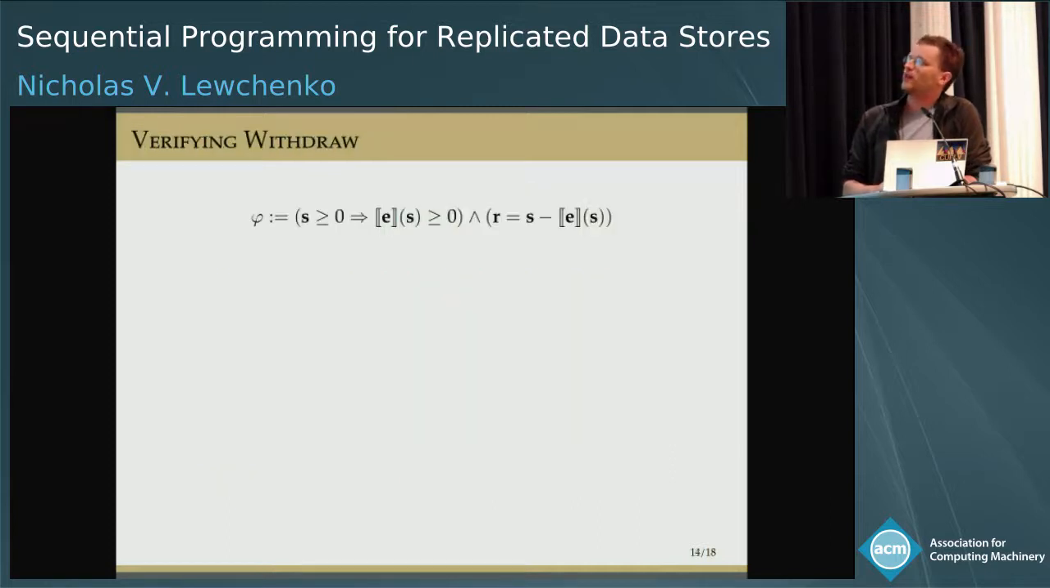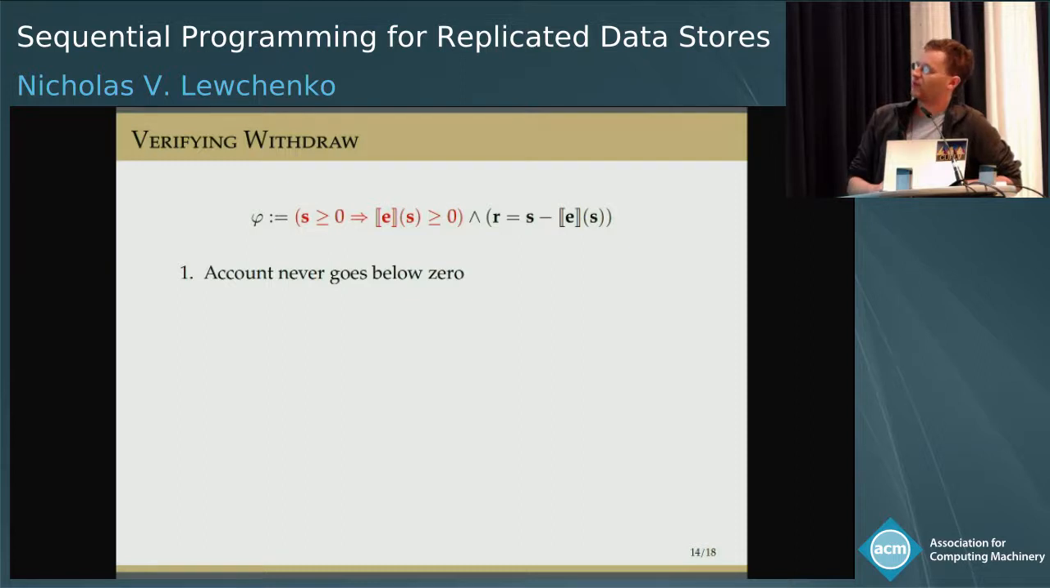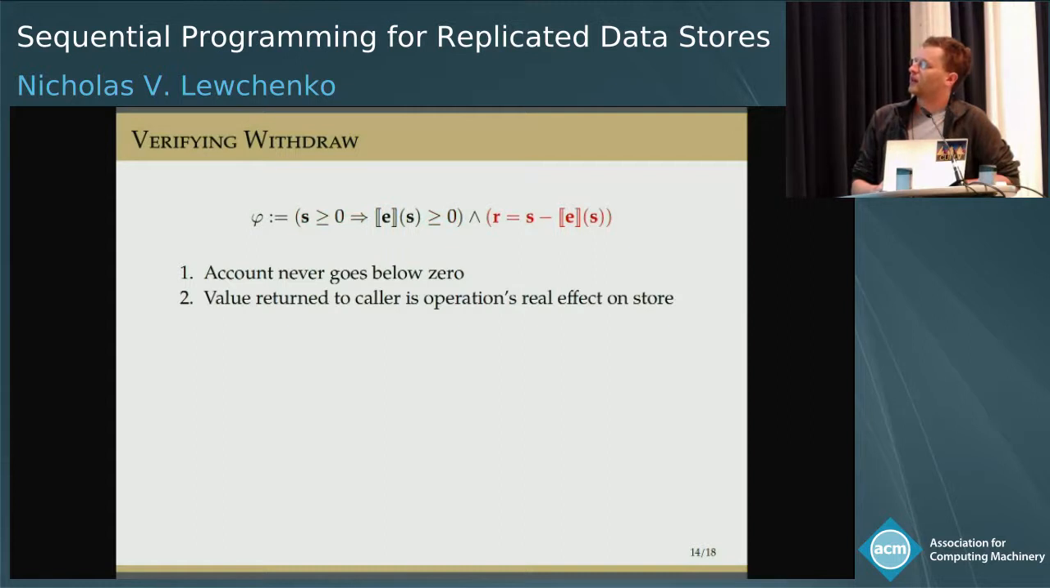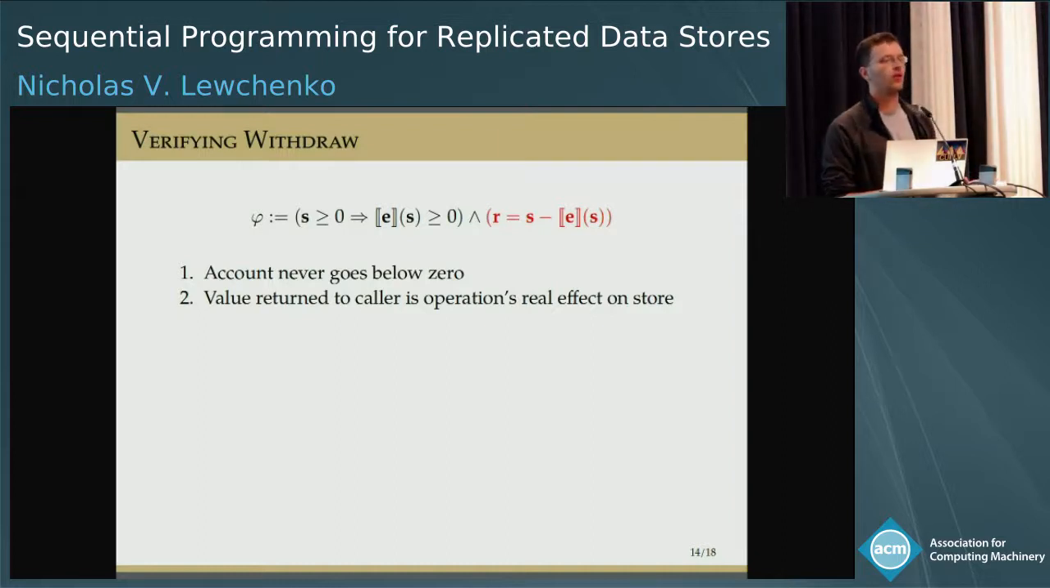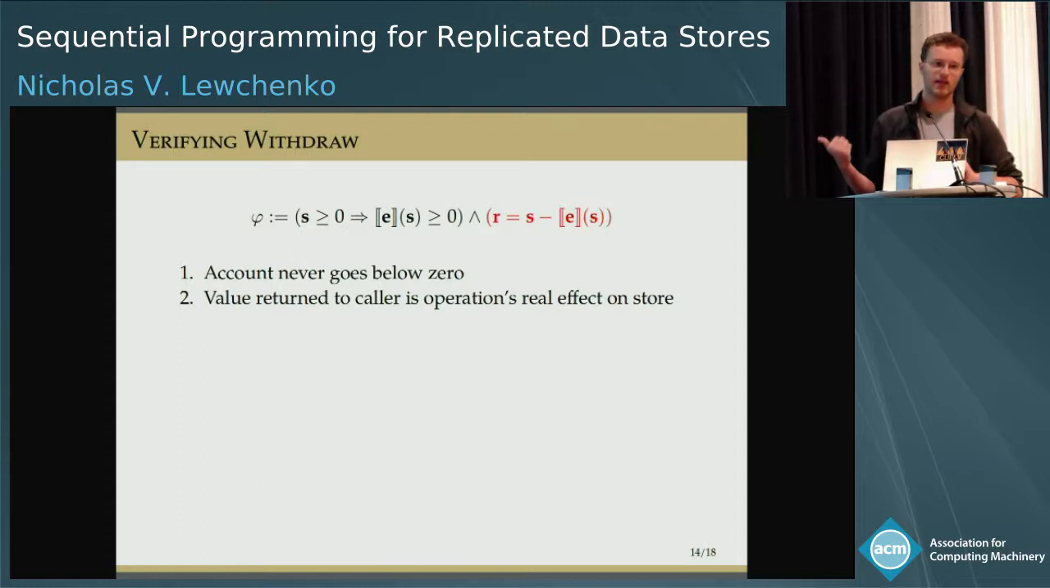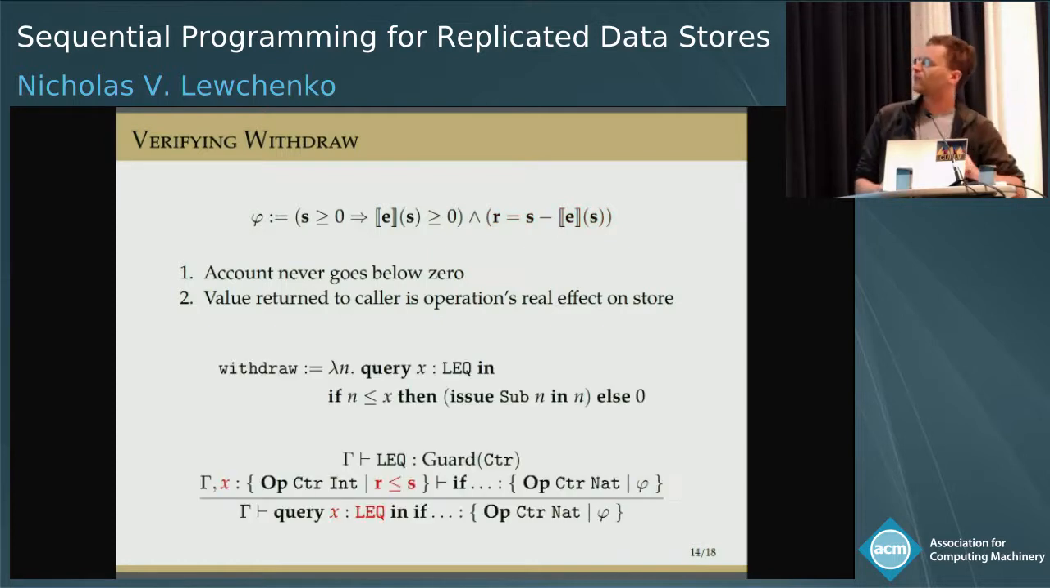So the real problem is, how do we verify something that is non-trivial? Like withdraw. So we want 2 properties in our refinement type on this. One is that the account never goes below 0. That's our main invariant. And the second is that we want the return value to correspond to the actual effect. So we can't cheat and say, well, maybe the effect will change later when it gets to other stores and finds out that it can't actually run there. Because if this is going to be an ATM, of course, it has to return and spit out money, and it can't take the money back. So this is the way of enforcing that.